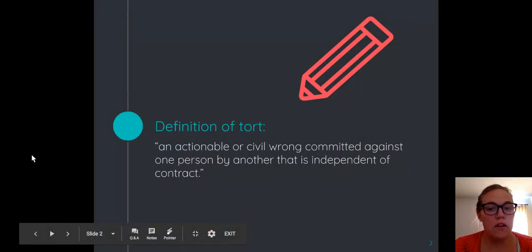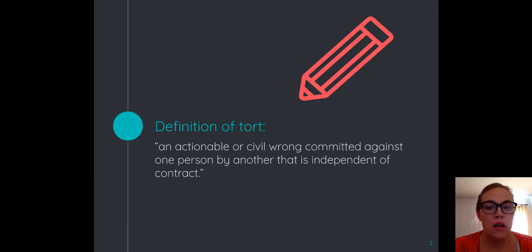First of all, we have the definition of tort. I copied and pasted this right out of our textbook: it's an actionable or civil wrong committed against one person by another that is independent of contract. So basically, the way that I see that is it's a wrongful act of someone under contract.